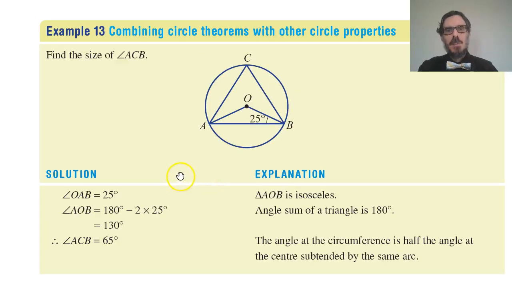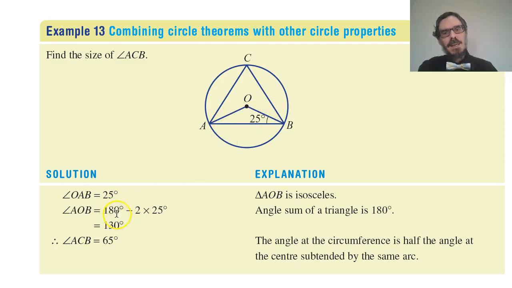Let's try another example. Find the size of ACB. How big is this angle? Well, if this is 25, this must be an isosceles triangle because that's a radius and that's a radius. So this angle and this angle are the same. That's 25 degrees.